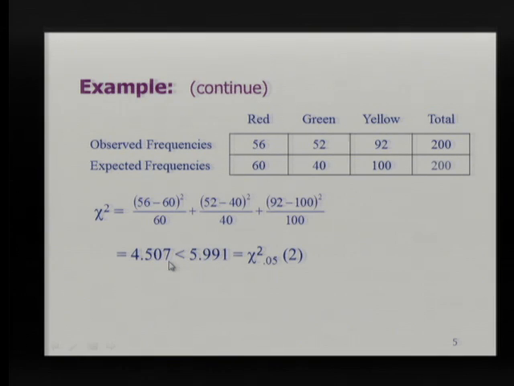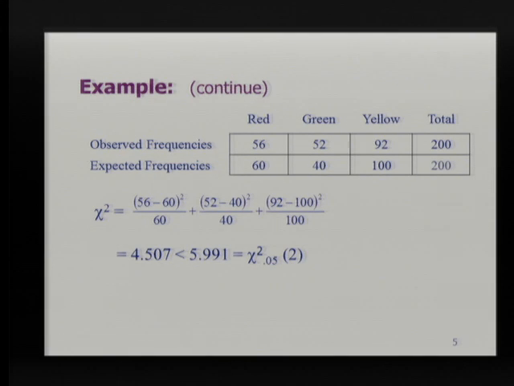So it's to the left of it, right? So its right area should be higher than 0.05. Hope that makes sense? Okay. So this tells us I'm not going to reject the null hypothesis. That means the evidence doesn't support the alternative, that there's a change in color distribution.